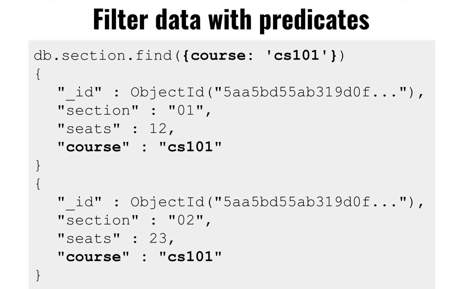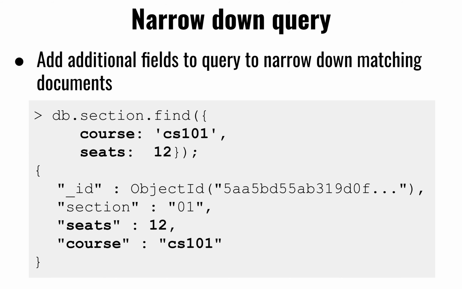So here we have just a finder: retrieve for me all the sections for the same course, CS101. That's not new. Here we notice that in this finder we are retrieving from the section all the sections that have course CS101. There's 2 sections, but we're adding an additional attribute here. We're saying seats 12.